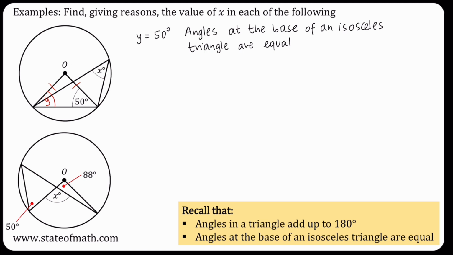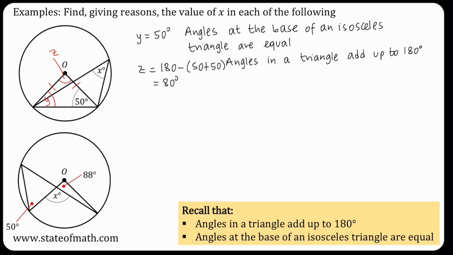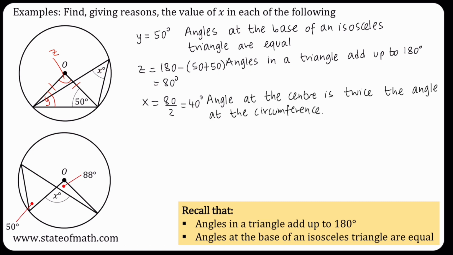And I can then proceed in finding the angle at the center, which I will call z. So z is equal to 180 minus 50 plus 50. This is giving a result of 80 degrees, and the justification would be that angles in a triangle add up to 180 degrees. And then to find x, I will simply say that x is 80 over 2, which gives an answer of 40. Notice that the 80 was the angle z at the center, so x is half of that because the angle at the center is twice the angle at the circumference.